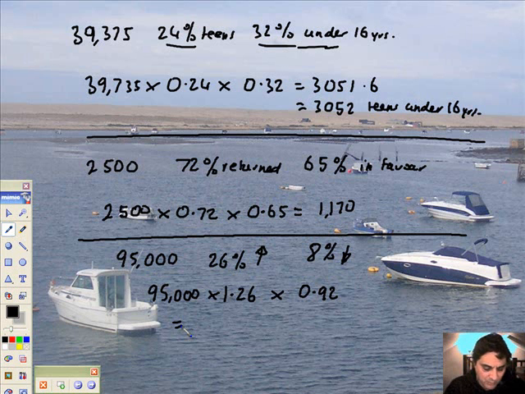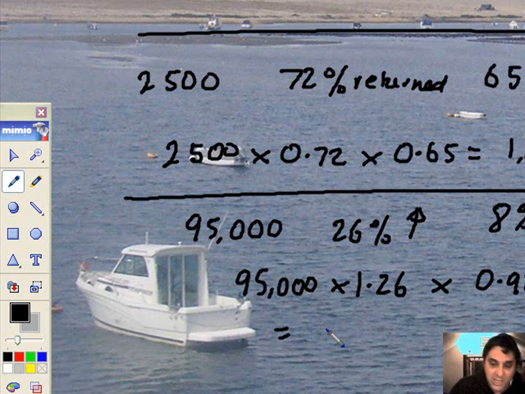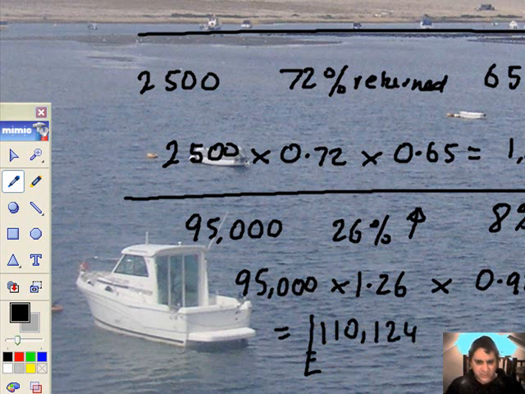95,000 times 1.26 multiplied by 0.92 after the 0.92. I just press equals and that will give us £110,124. There you go. That's a profit of about £20,000. No, so look, £15,124 after 2 years.